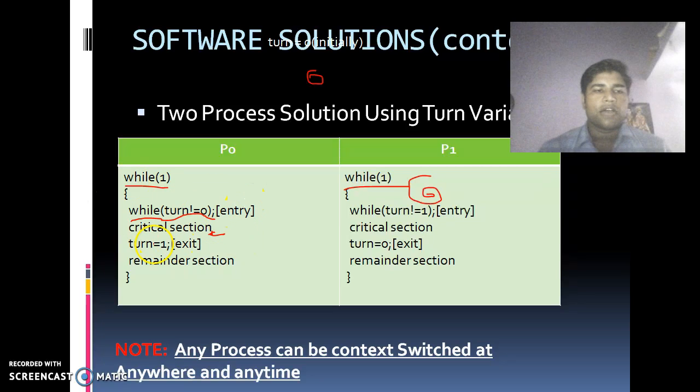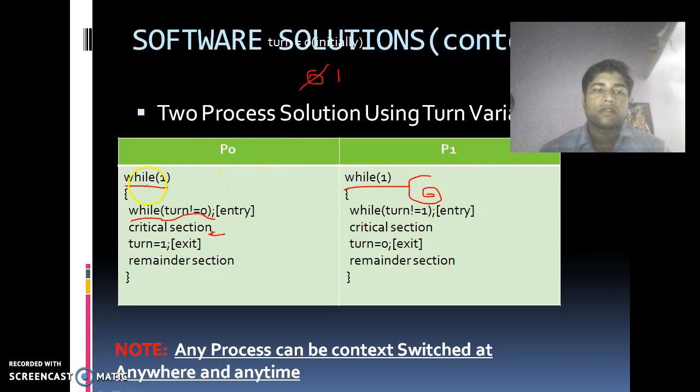Now after that it makes turn equal to 1 and comes out. Now when turn is equal to 1, this condition becomes false and this goes to the critical section and performs all the operations in the critical section. Now the question arises whether this two-process solution using the turn variable shows progress.